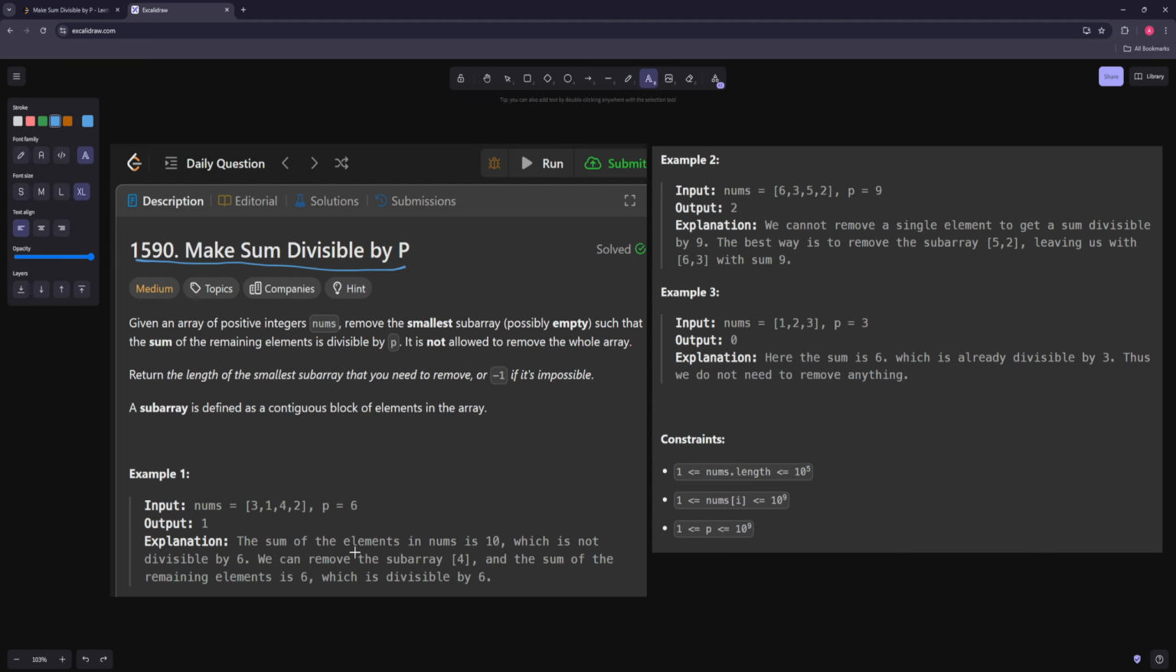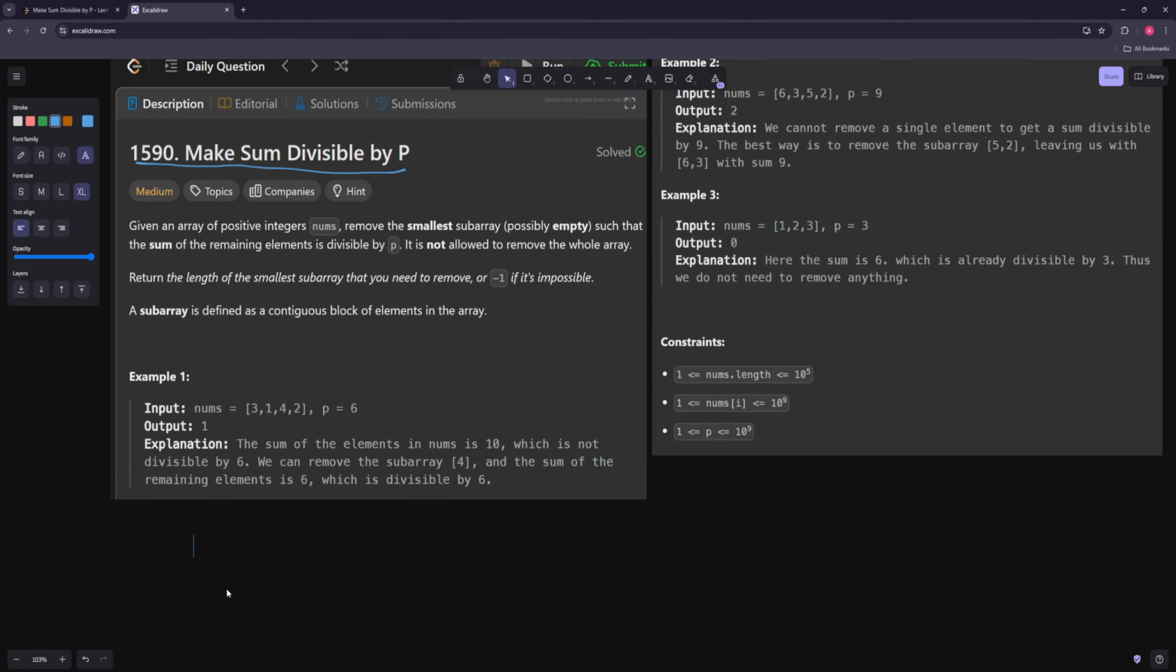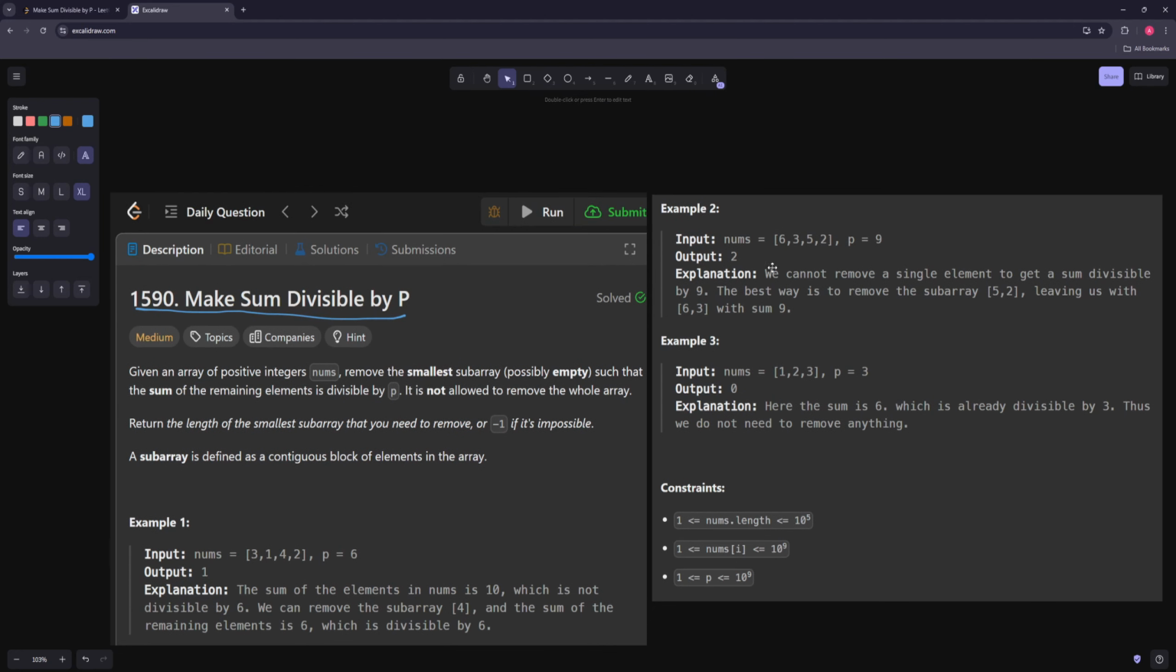If we can get the sum, and if it's divisible by p, we are done. We just return 0 because we don't need to remove anything. However, what if it's not divisible by p? Let's go look at this example.